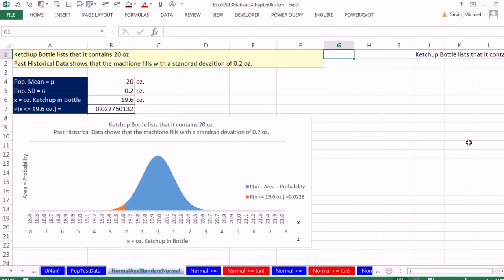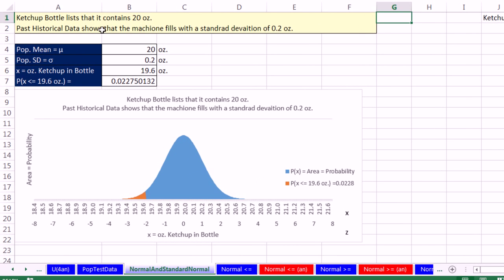All right, now let's go over to Excel. And I want to first look at an example. We're going to talk about how the normal curve can move along the x-axis in accordance with moving the mean, or up and down in accordance with moving the standard deviation. Now, here's our situation. A ketchup bottle lists that it contains 20 ounces. Past historical data shows that the machine fills with a standard deviation of 0.2. So this is a manufacturer, right?